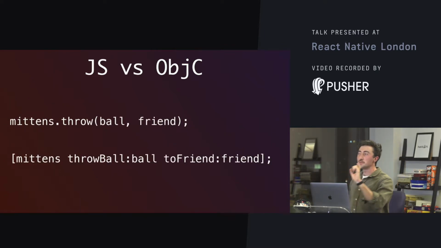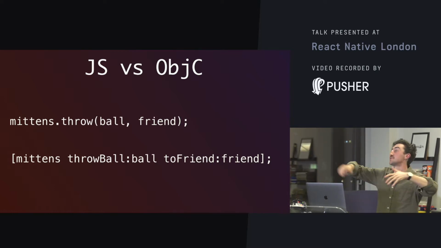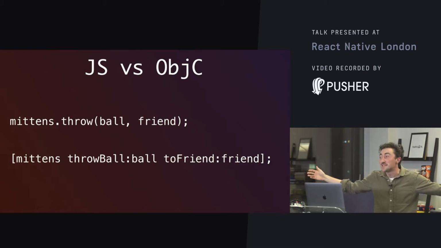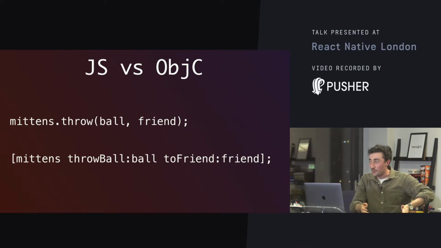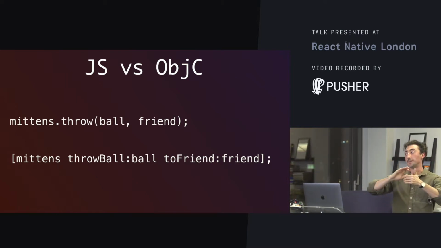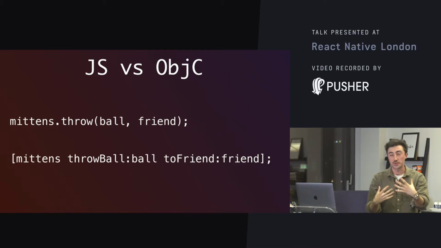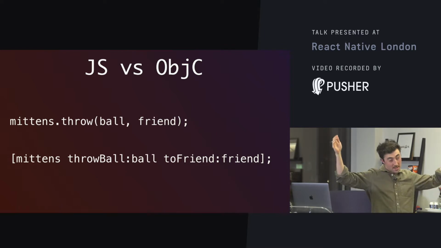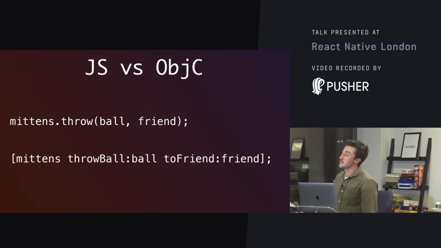Which leads me to what's great about Objective-C. I'm a native developer, so I need to get this in. In JavaScript, right, we're calling this function mittens throw ball friend. Am I throwing the ball to my friend, or am I throwing the friend to my ball? I don't know. It's positional arguments. It's wild. In lovely Objective-C, you have mittens throw ball, ball, to friend, friend. All the parameters are named, and the idea people talk about is that it's meant to read like a sentence. Sometimes it can be overly verbose, and you can have method names that are this long. But it's not too scary once you get to grips with it, so don't be too scared.